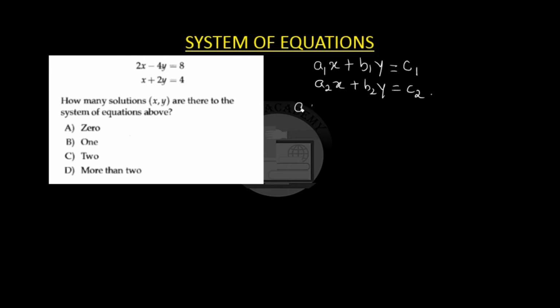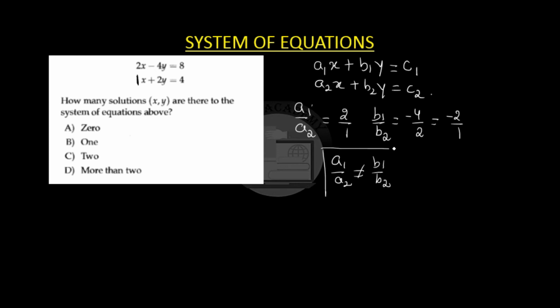So a1 over a2 is equal to 2 over 1. The coefficient of x in the second equation is 1. And b1 over b2 are the coefficients of y, which is minus 4 over 2, which is negative 2 over 1. So we see that a1 over a2 is not equal to b1 over b2, and this is the condition when the lines intersect.